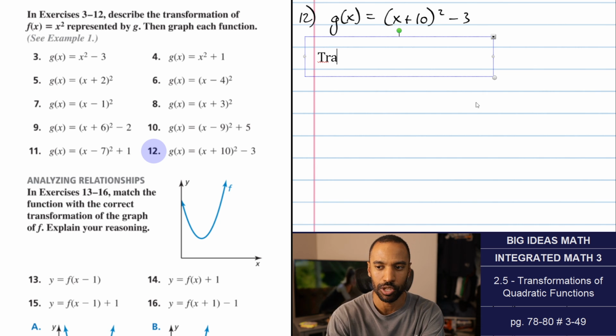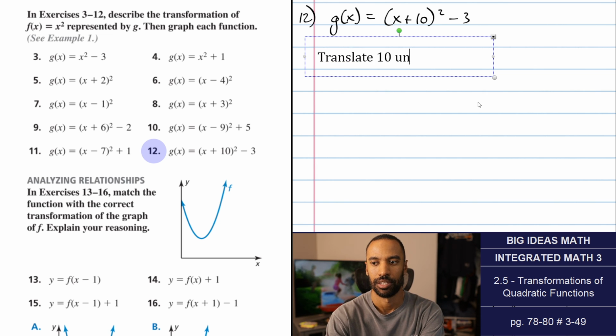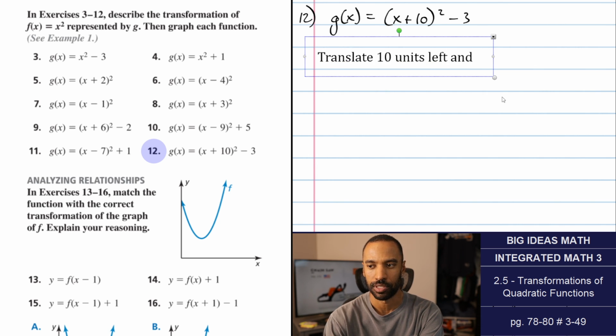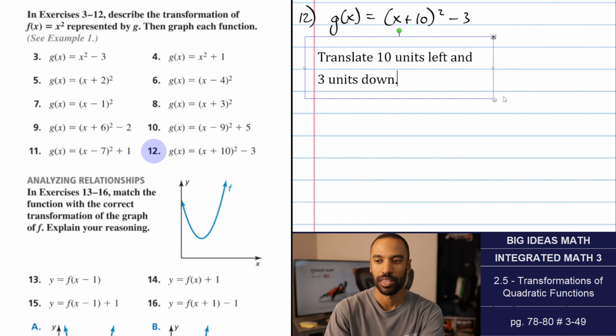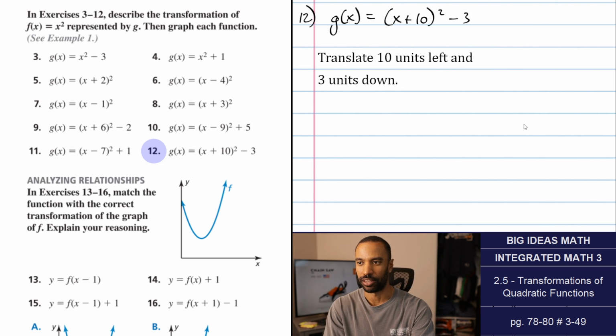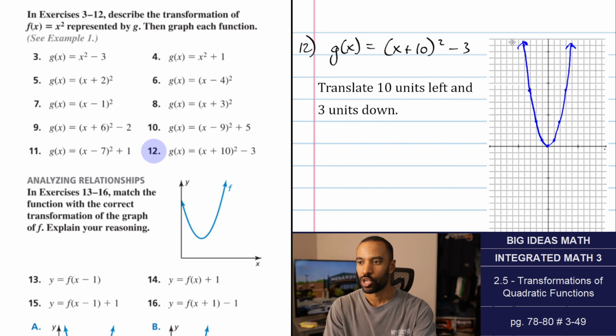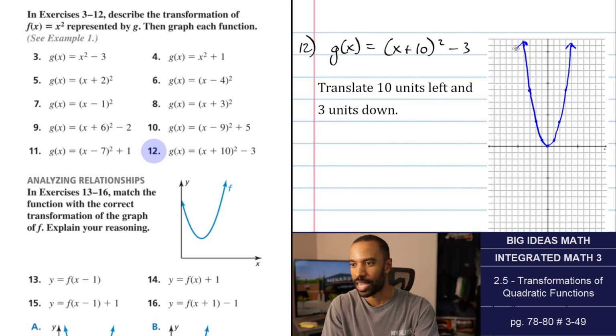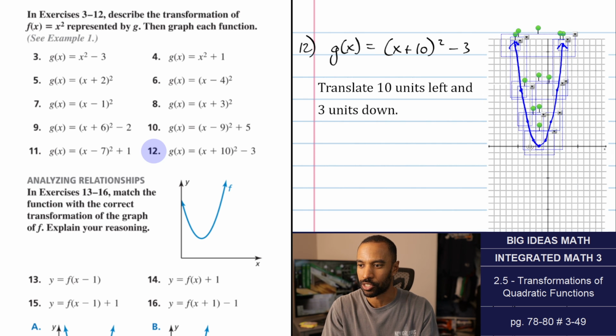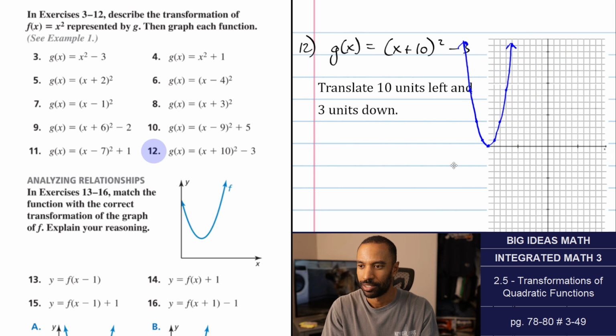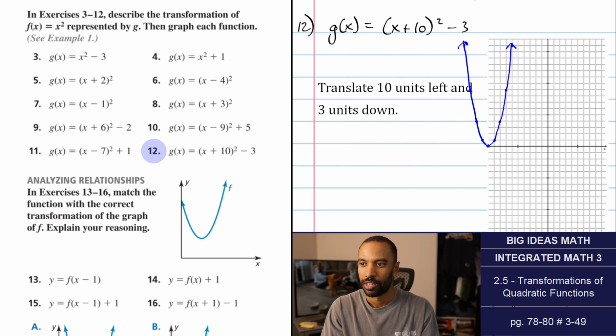So translate 10 units left and 3 units down. This one will really struggle to show what the left side of the vertex looks like here. So with this one, we'll be at 10 units left. Goodness golly gee, right there. See, it's running into my problem now. That's a problem. That's an issue.